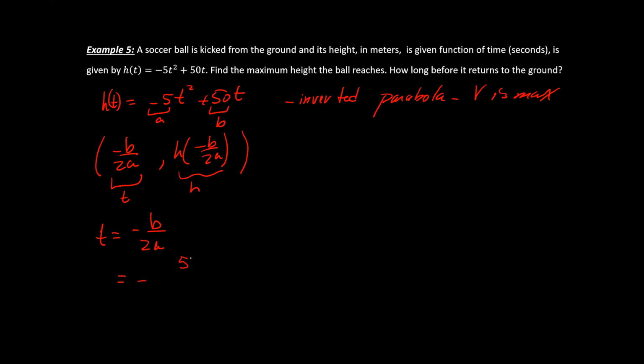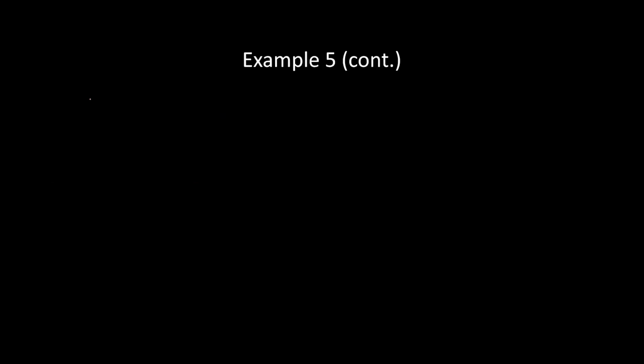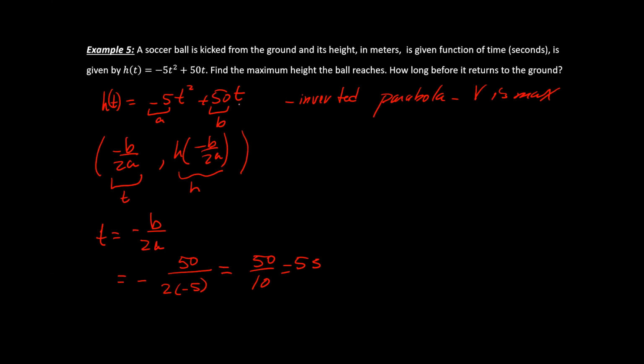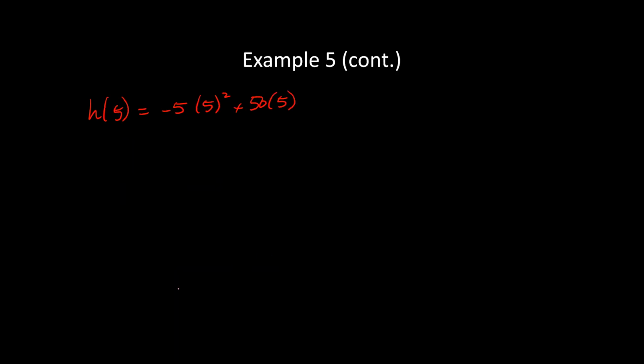t is negative b over 2a. So it's negative 50 over 2 times negative 5. The negatives cancel, so that's 50 over 10, or 5 seconds. So it takes 5 seconds to get to the maximum height. So what is that maximum height? h at 5. So that's negative 5 times 5 squared plus 50 times 5, because t is 5. So 5 squared is 25, times 5 is 125. 50 times 5 is 250. So I'm going to get 125 meters.